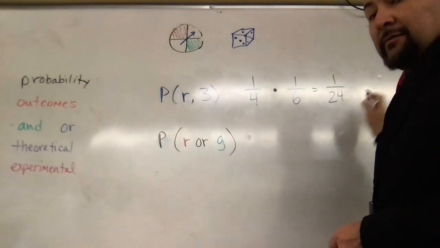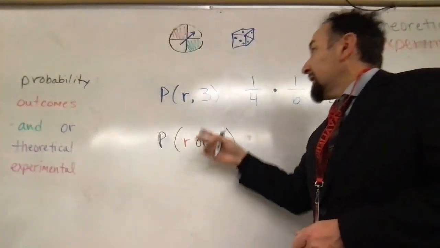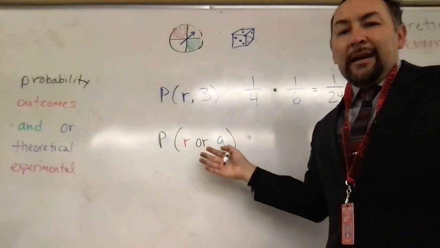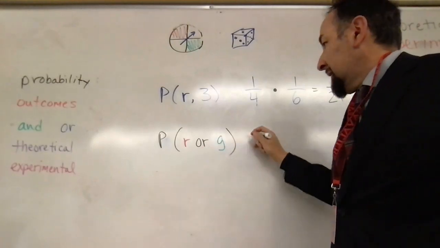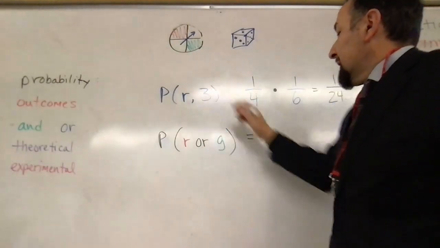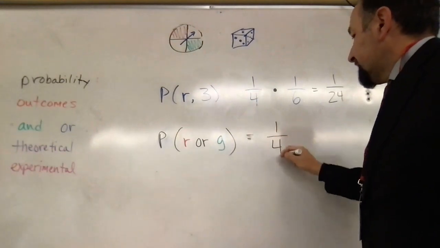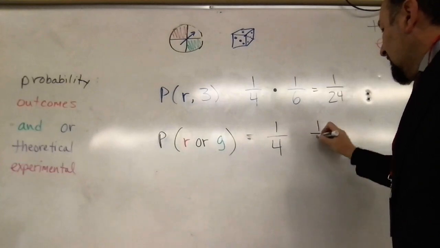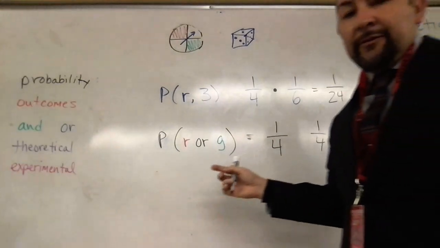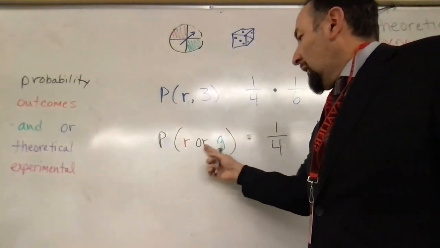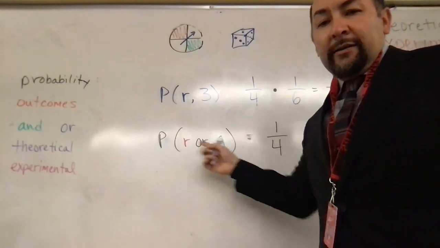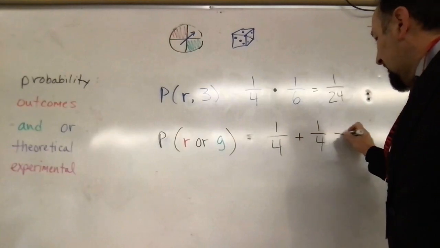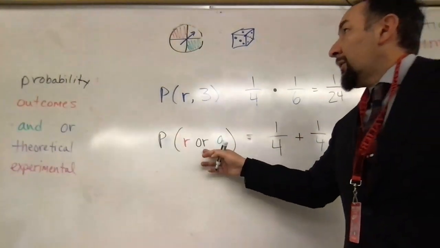You multiply the probabilities. What about the probability that you spin the spinner and it lands on red or green? Not and, red or green. So the probability of red, 1 out of 4. The probability of green, also 1 out of 4. What math do we do if you can do something or something? Either one is okay. Either one makes you a winner. So we add the probabilities when it's an or problem.